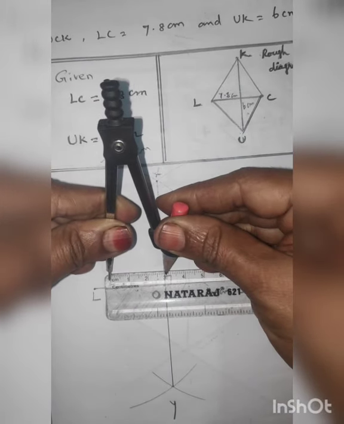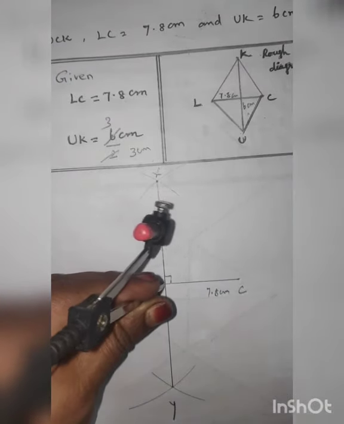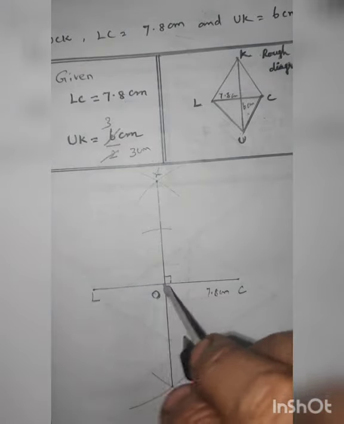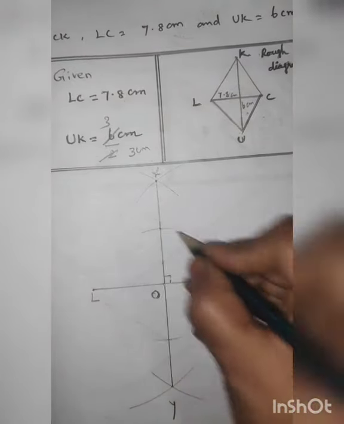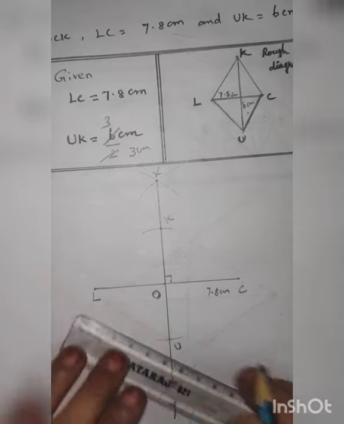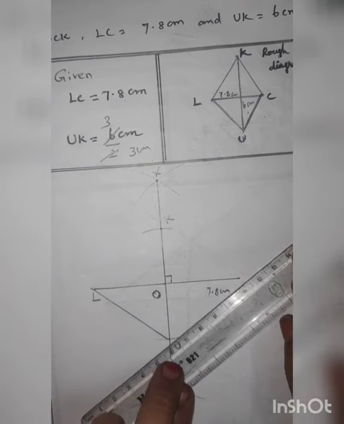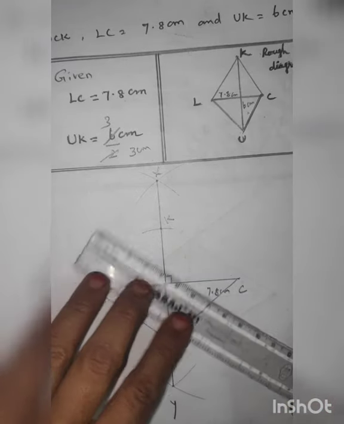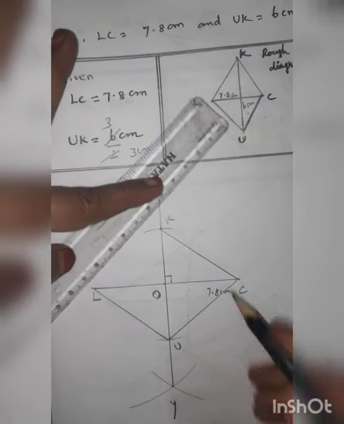Keep on C and measure 3 centimeter. With this length, from point O, draw one arc up and one arc down on that same line. Draw very carefully there. Now mark this point. L, U, C are already written. What is this point? K point. Join L U, U C, C K, and L K.